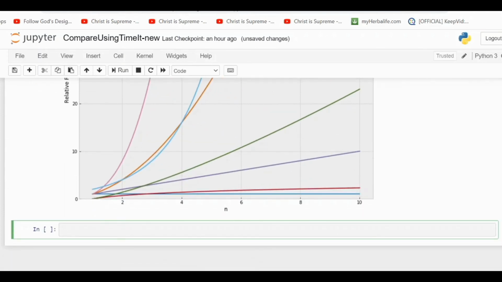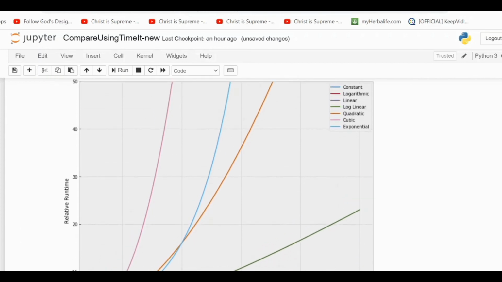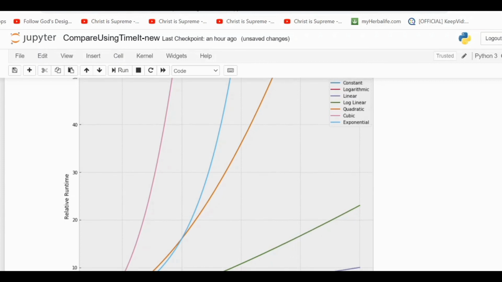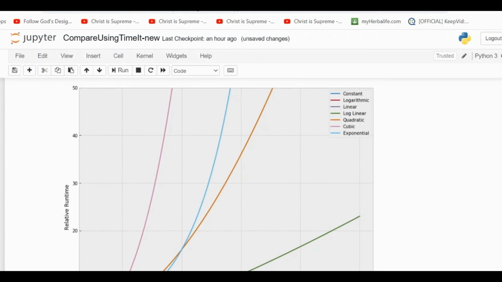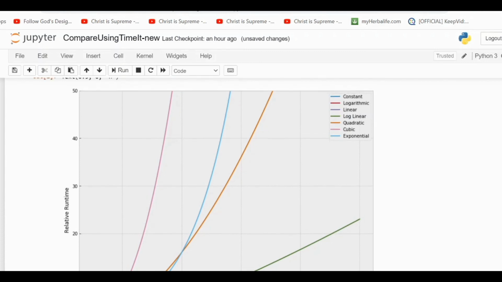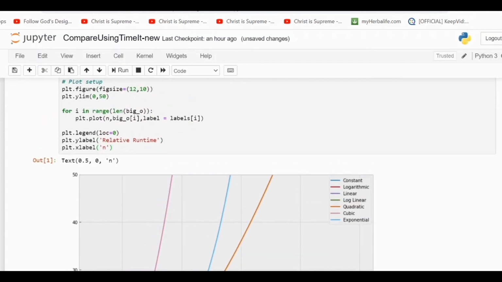Next would be the linear. Next, the green is log linear. Next, the red is the quadratic. Next is the blue exponential. And the worst is the cubic. So this is the least up to the worst running time or order of growth in terms of the big O.